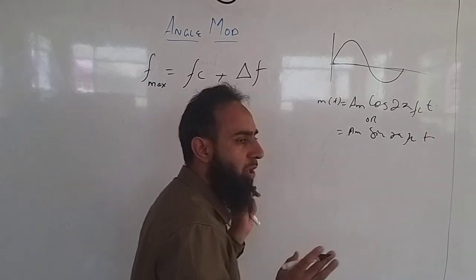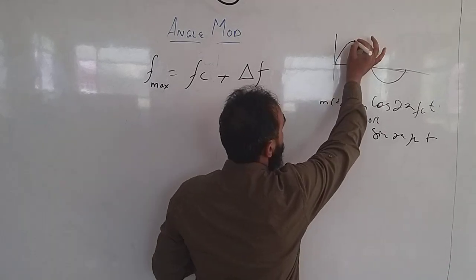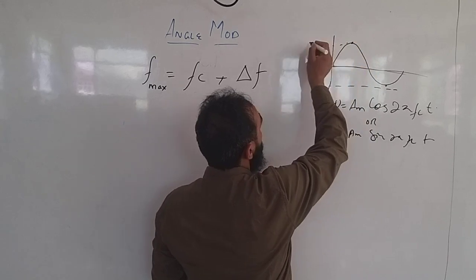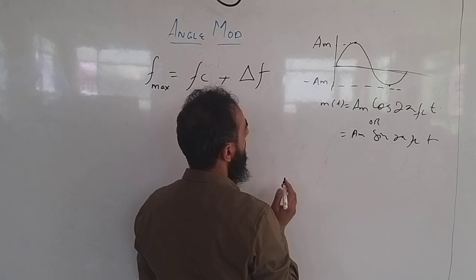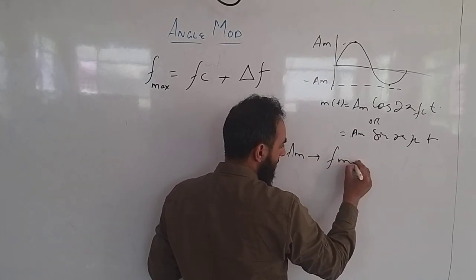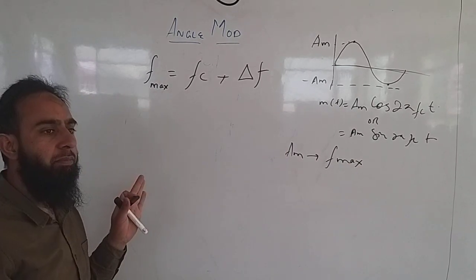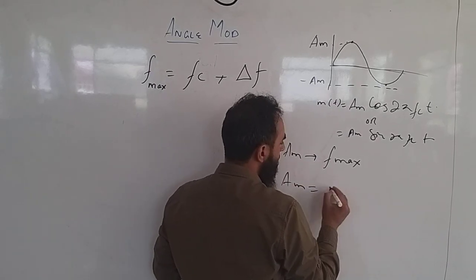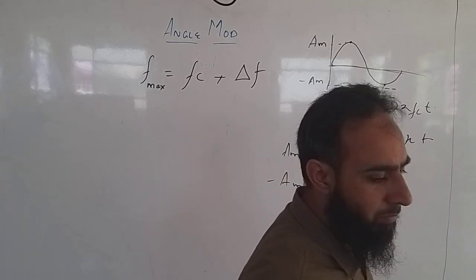What is important for me is not the point of starting of the signal. What is important is the peak. At this peak and at this peak, the value over here will be Am and here it will be minus Am. Okay? Am will generate F max, right? Because at that point of time, the value of frequency will be higher. And minus Am will generate F min.